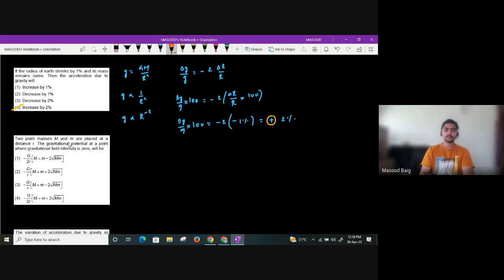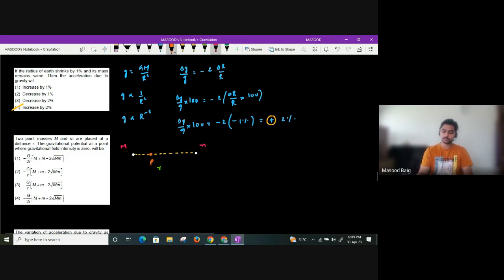2 point masses, capital M and small m, are placed at a distance r. The gravitational potential at a point where field intensity is 0, they are saying. Again, very good question. So we have two masses here. One is capital M mass, other is small m mass. They are separated by a distance r, let us say. Right? They're asking at the point where field is 0, what is the potential? Where will field be 0? Will it be at the neutral point or not?